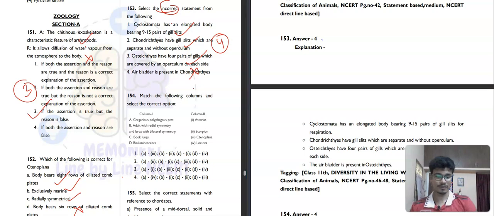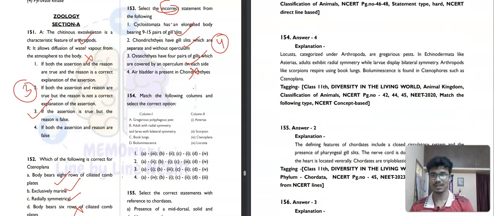Then question number 154. It is saying match the following columns and select the correct option. Gregarious polyphagous pest, you know that is Locusta. Adult with radial symmetry, Echinodermata, that is Asterias. Larva with bilateral symmetry, you know that. Book lungs is definitely scorpion, and bioluminescence is Ctenophora. So the correct option is the fourth option.